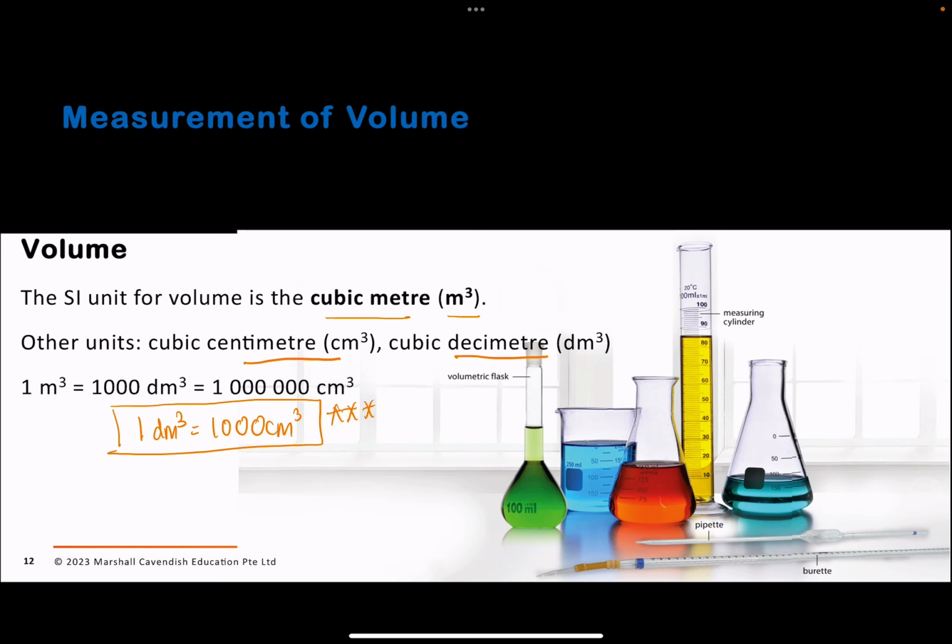Okay, so what are some of the apparatus that we can use to measure volume? Now, there's actually a large array of apparatus. We have a measuring cylinder, a conical flask, beaker. This is called a volumetric flask, okay, which you will probably use in JC. This is another conical flask. Then we have one here called the pipette, and then you have the burette. And I'm going to be elaborating on each one in detail. Okay, so let's move on.